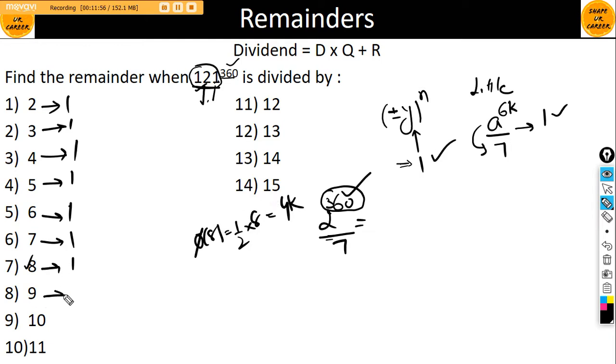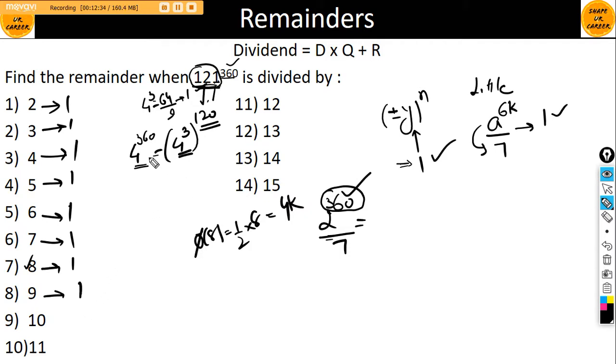Now in case of 9, 121 divided by 9, remainder is 4. I am just adding the digits, 1 plus 2 plus 1 is 4. So one way of doing this will be that we simplify 4 raised to power 360. So we have to find a power of 4 which when divided by 9, remainder is 1 or minus 1. We can clearly see 4 cube is 64, which when divided by 9, remainder is 1. So if I represent this number as 4 raised to power 3 whole raised to power 120, it becomes 64, which gives me a remainder of 1. Whatever your power is, remainder is going to be 1 only.